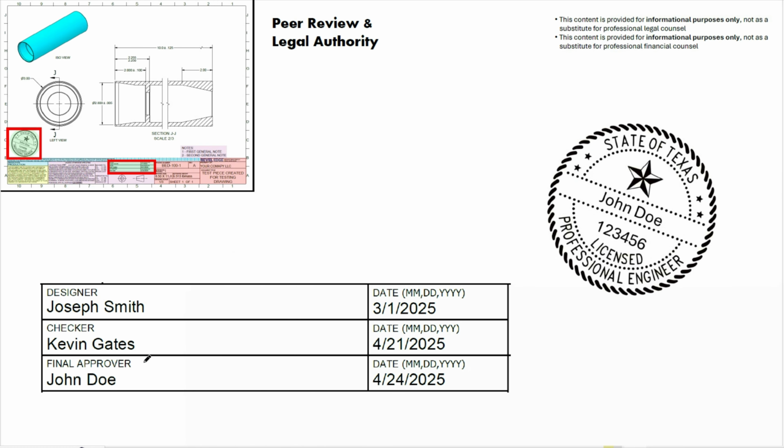And in our drawing template here at Bevel Edge, we have 3 levels of checkers. One is the designer. Here it's Joseph Smith. And then you have the checker, Kevin Gates, and the respective date which the designs were pushed forward and checked respectively. And then you also have the final approver, the person that has the final approval to push a drawing from prototype stage to production, and here in this case is John Doe. And here is when he signed it.